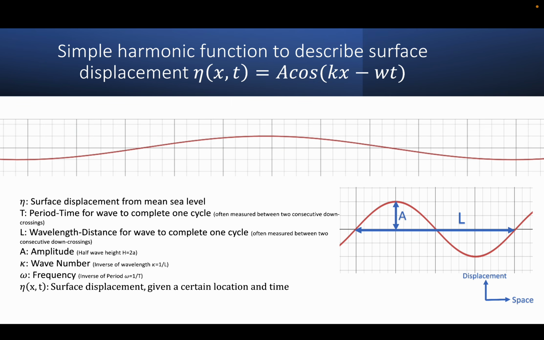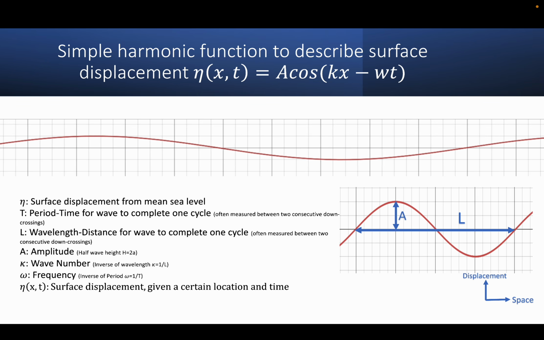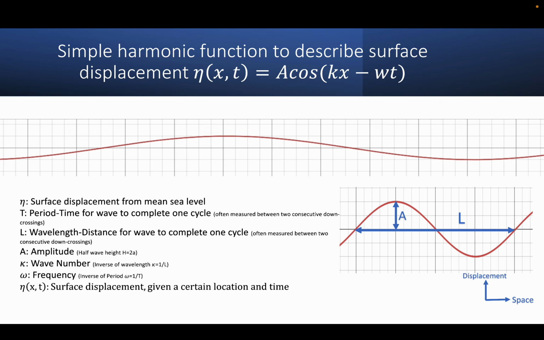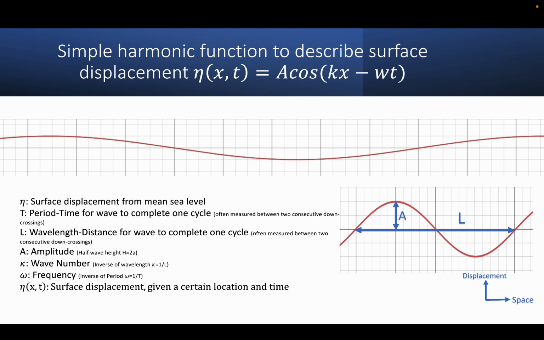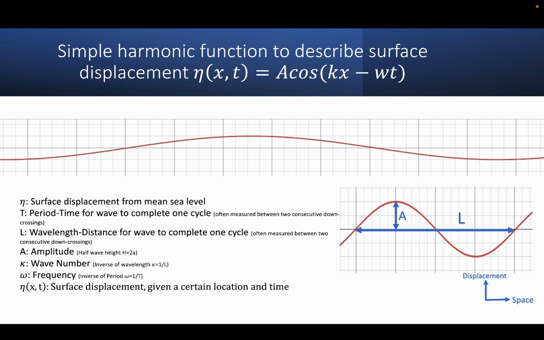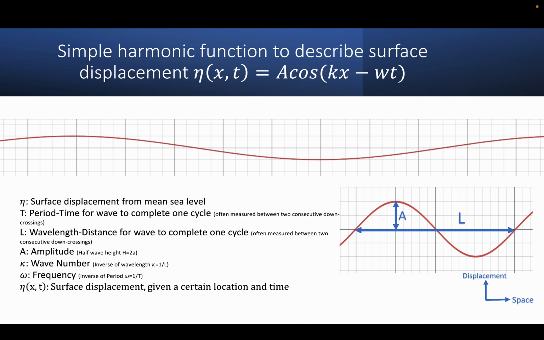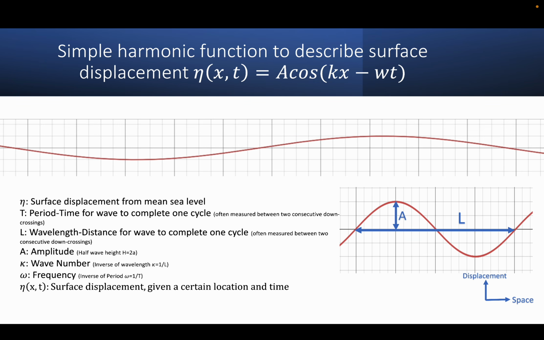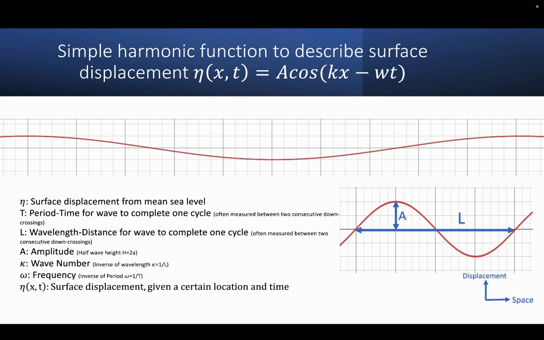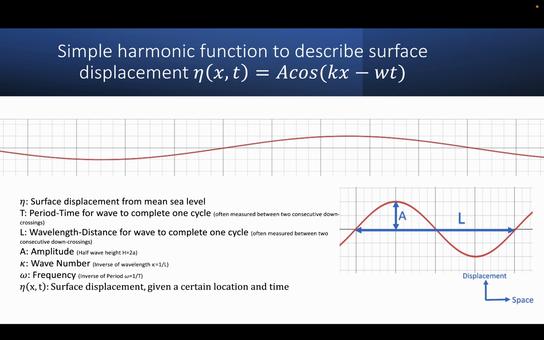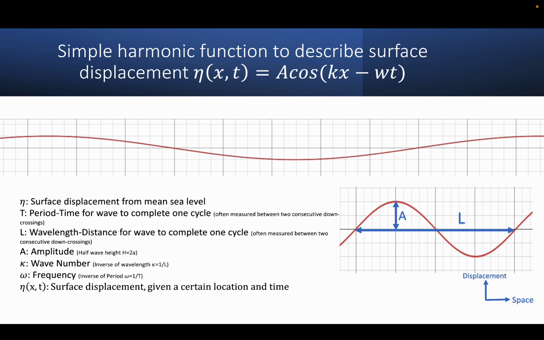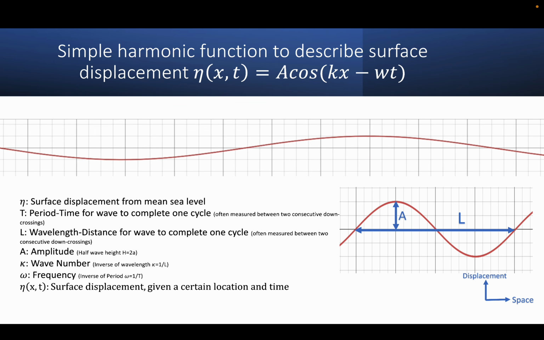Most of us are probably familiar with the period, which is represented by T, and that's just the time for a wave to complete one cycle. Next, we have L, which is the wavelength, and this is the distance for a wave to complete one cycle. Amplitude is not wave height, it's half of wave height. So if your buoy says 6 feet at 13 seconds or whatever, the wave height would be 6 feet and the amplitude would be 3 feet. Amplitude is from the mean water line to the crest of the wave.